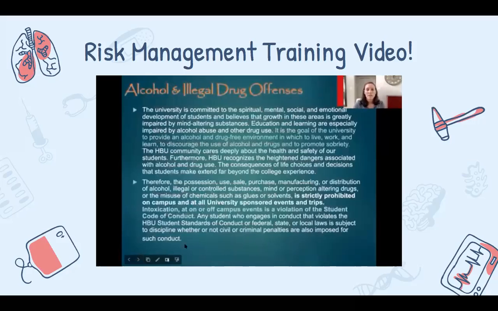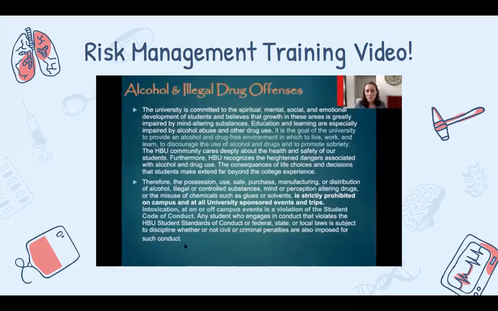So, alcohol and illegal drug offenses. It is the goal of HBU to provide an alcohol and drug-free environment so that you can live, work, and learn without a distraction, without anything illegal, without it not being sound of mind. And so we want to promote sobriety. Your organization should be doing that as well. If they are not, please report that to me and I will deal with that accordingly, depending on the situation. Just make sure you're documenting what's happening.